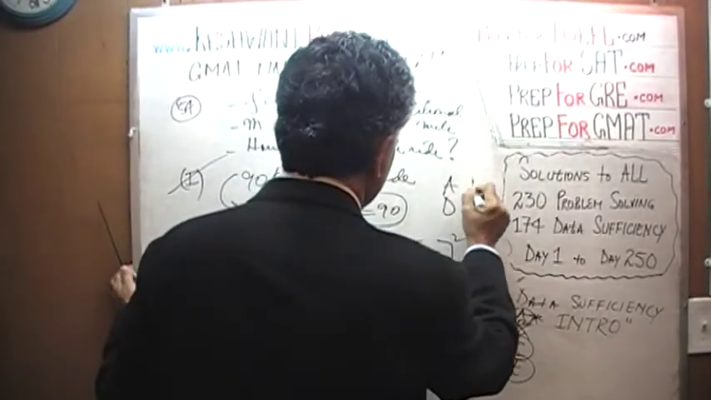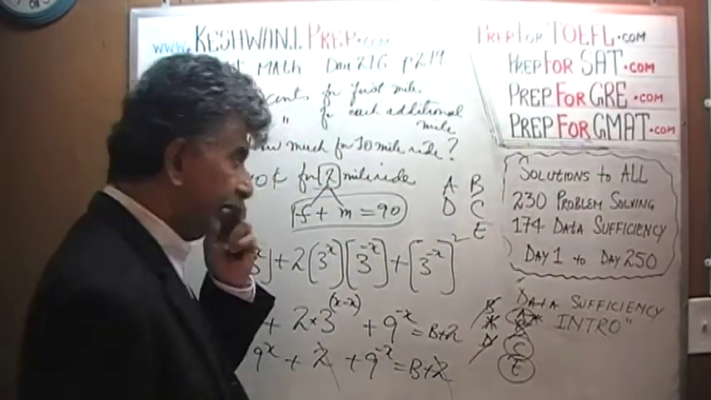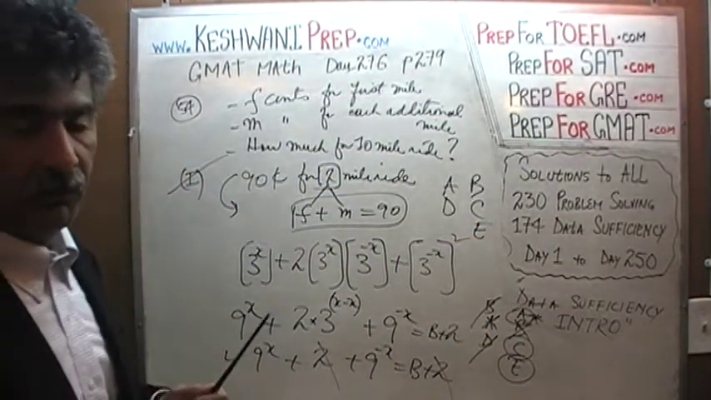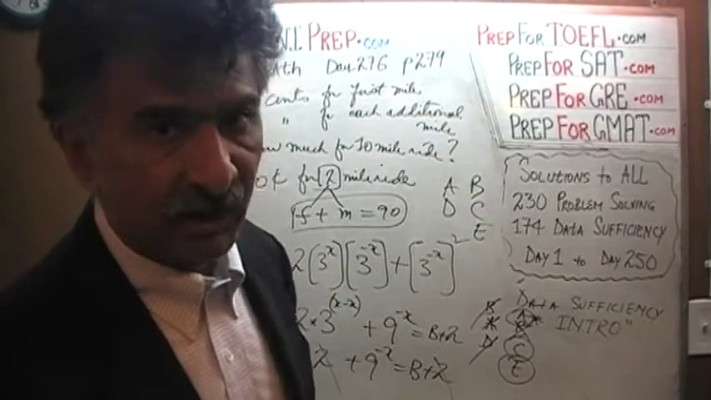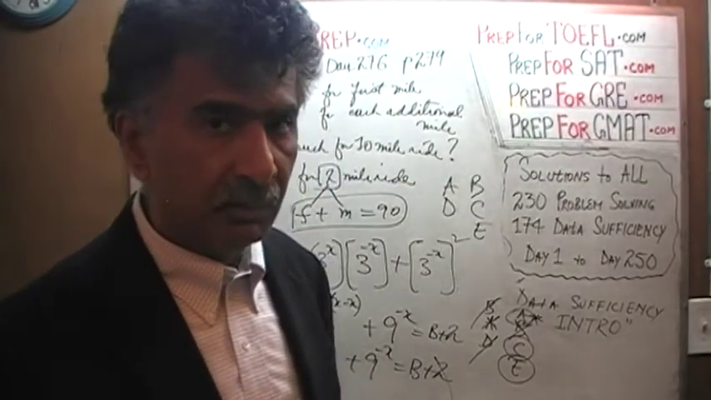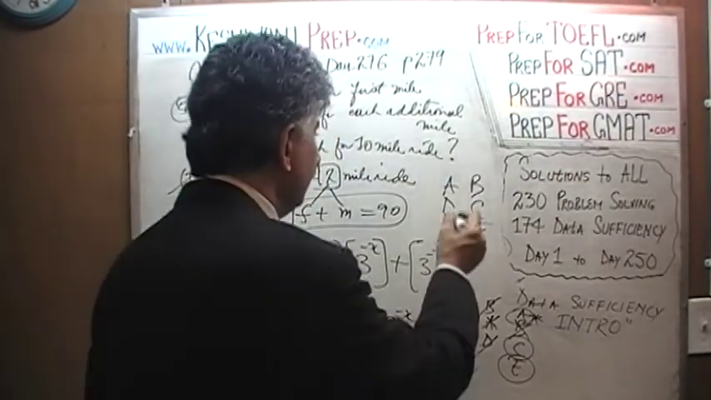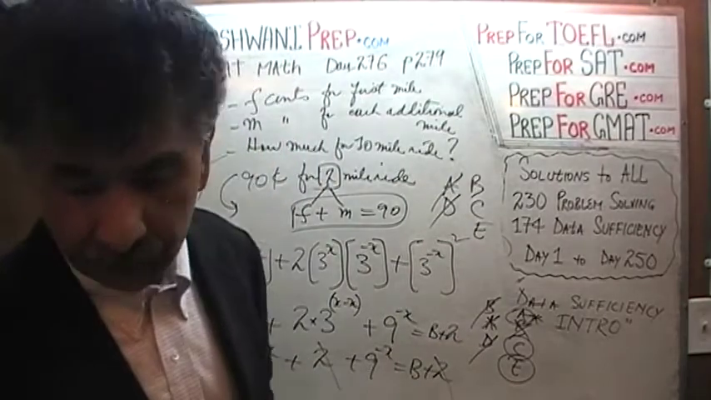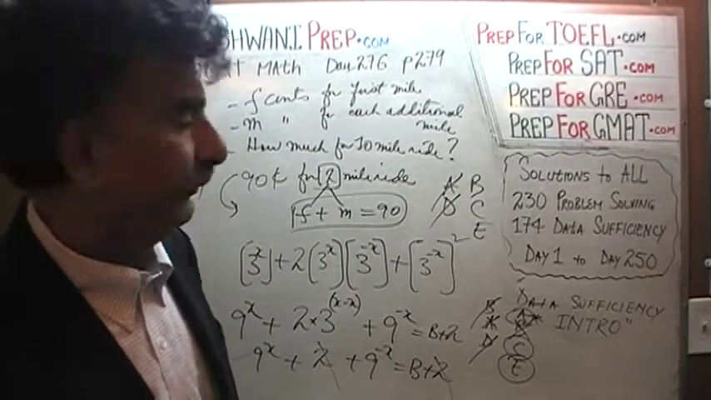A, D, B, C, E. Because we just established that the first statement is not sufficient, the answer cannot be A or D. The answer would have to be either B, C, or E.